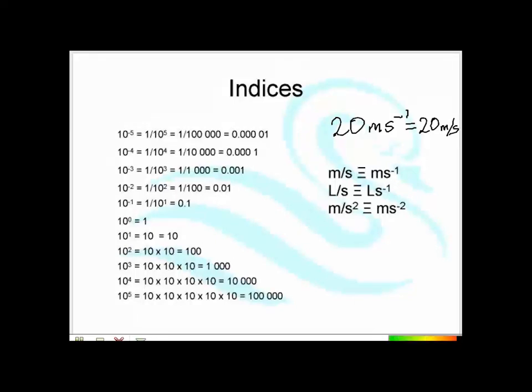Similarly, if you have an acceleration, meters per second squared, that can be written as meters per second to the minus 2. So sometimes you'll see it written as meters per second squared, sometimes you'll see it written as meters per second to the minus 2.